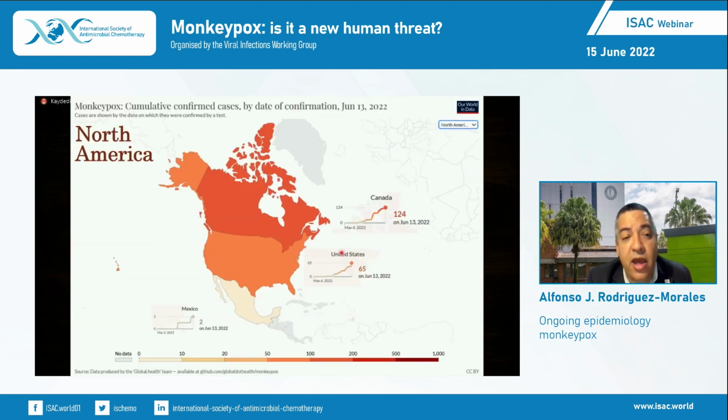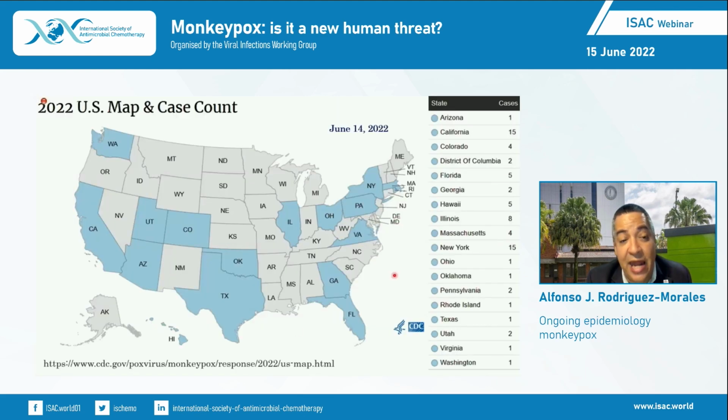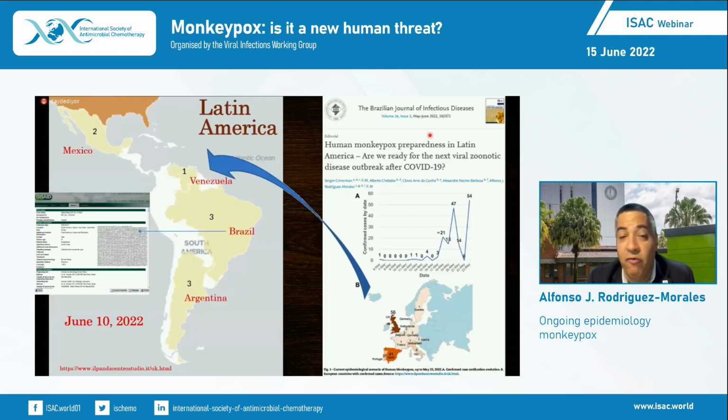In North America it has been also important in the United States, but also particularly in Canada with over 124 cases that have been confirmed. And as you will see here in the United States, multiple states have confirmed at least one case, but New York and California are the states with the highest number of reported cases.